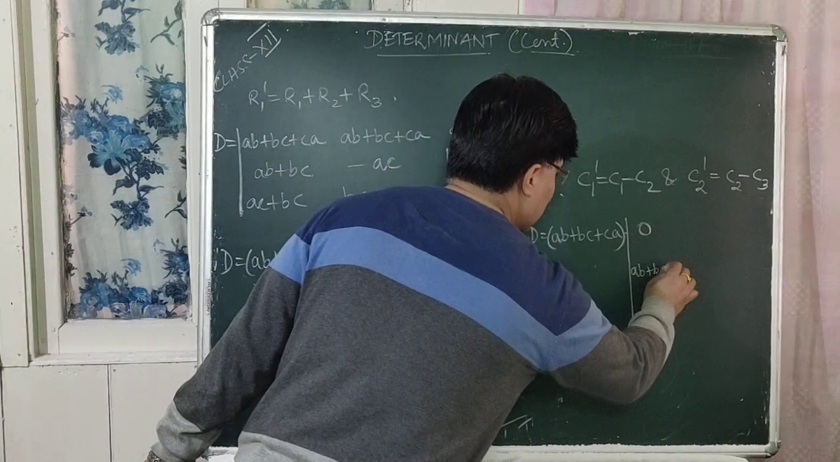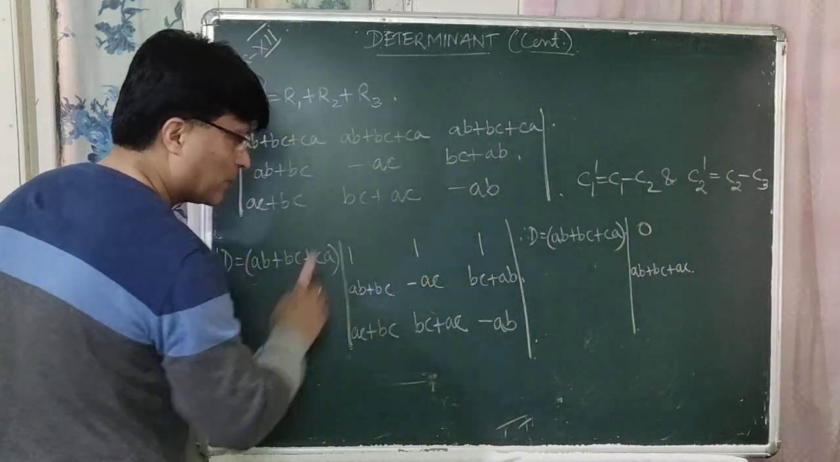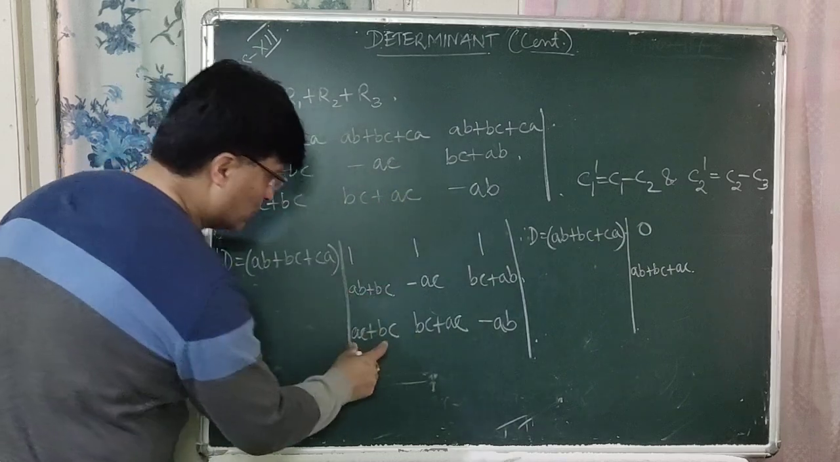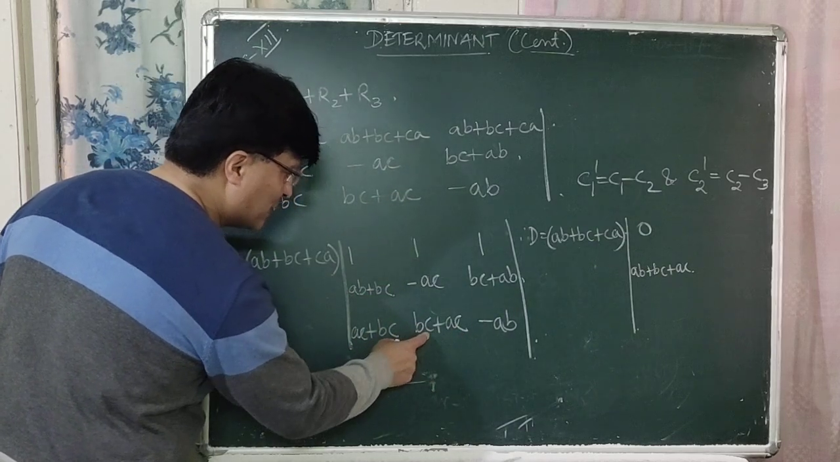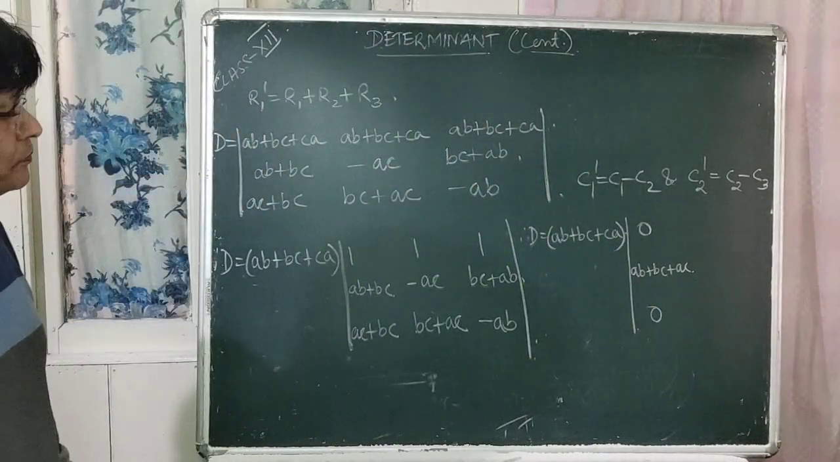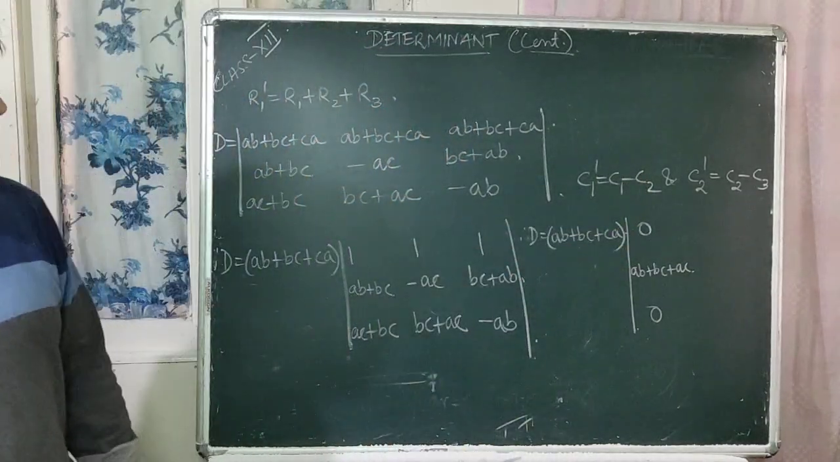AB plus BC plus AC, that is minus and minus plus AC. And again, C1 minus C2, this minus this, AC minus AC cancels, BC minus BC cancels, that means it is 0. Is that clear? Next, what is the property that we can use here?